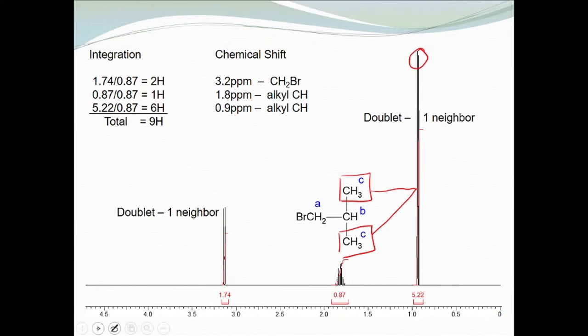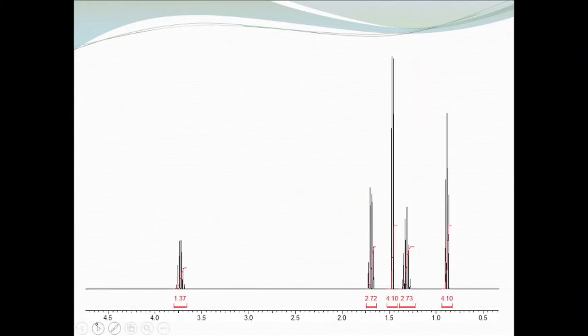All right, so let's take one more example. This is a more complex structure, but we approach it exactly the same way. We want to normalize our integration, so we divide each of these by 1.37.